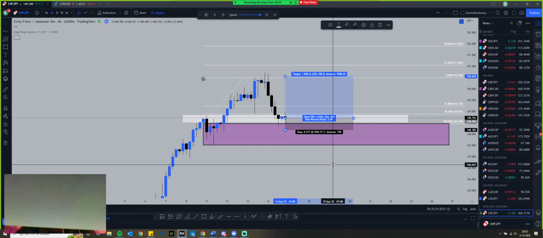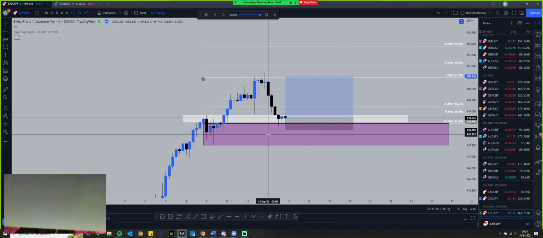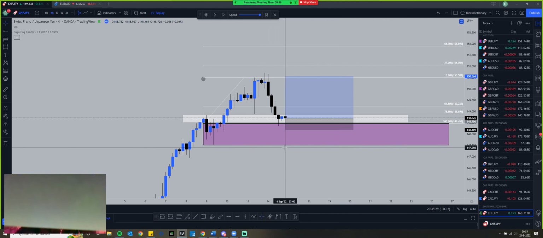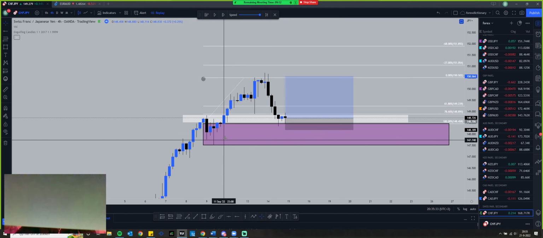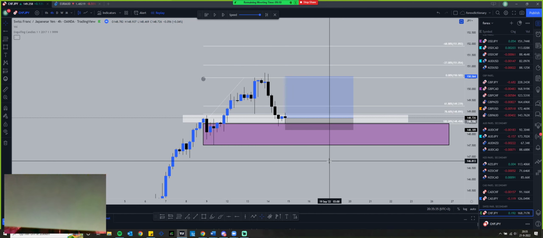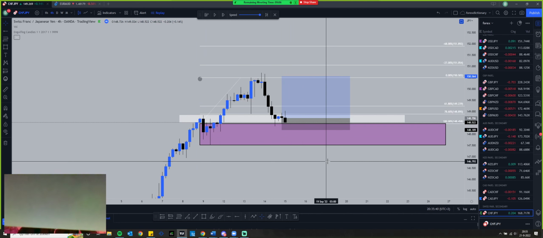So you can go to 50. But always look to the left also. That's very important because you also see a lot of wicks here. So it can also go lower. That's an important thing to know. So let's play it forward.